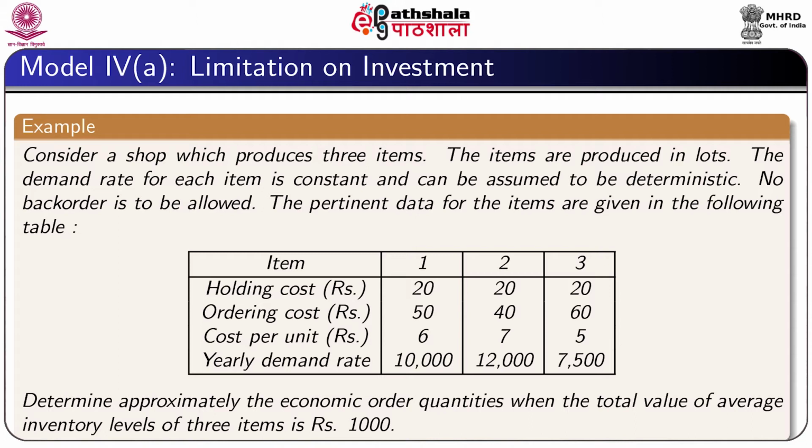There are 3 items, 1, 2, 3, and the holding costs for the 3 items are 20, 20 and 20. Ordering costs for the 3 items are 50, 40 and 60, and cost per unit of the 3 items are 6, 7 and 5, and yearly demands are 10,000, 12,000, 7,500 respectively. We have to determine the economic order quantities when the total value of average inventory levels of the 3 items is rupees 1,000.